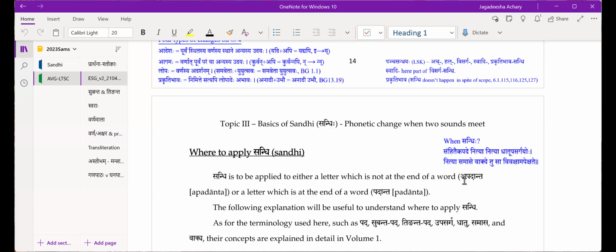Let me see whether I can get a... Is that the reason that visarga becomes lopa? Yeah, sometimes it does, right? If visarga comes at the end of the pada, that happens a lot of the time.